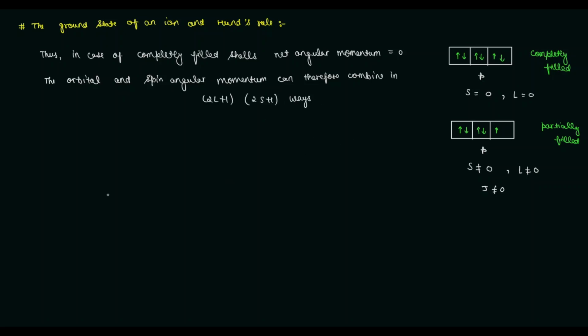For a particular value of L, ML can take values from minus L to plus L, including 0. So therefore, there will be 2L plus 1 terms. And similarly, for the value of S, MS can take values from minus S to plus S. So here also there will be 2S plus 1 terms. So therefore, the two angular momentums can combine in 2L plus 1 times 2S plus 1 ways. Now these different configurations will cost different amounts of energy.